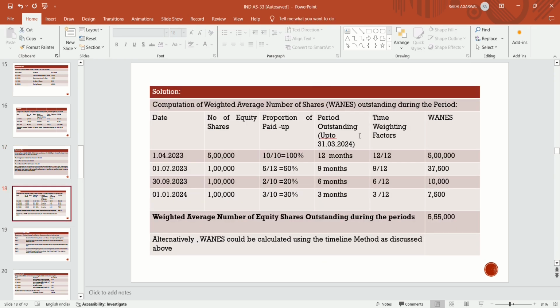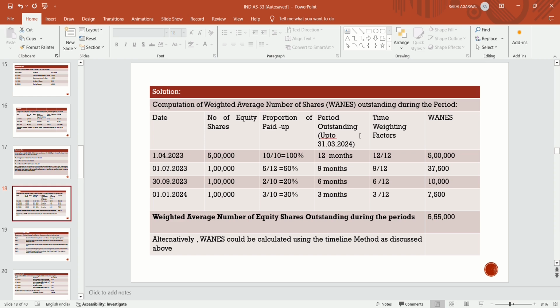By preparing a table, we will compute the weighted average number of shares outstanding during the period. On 1st April 2023, the opening balance is 5 lakh shares. Proportion of paid up is 100%. 10 is the value of the shares, so 10 by 10 it becomes 100% fully paid shares. The period outstanding is 12 months, so 12 by 12 is the time weighing factor. So the weighted average number of shares for that is 5 lakhs.